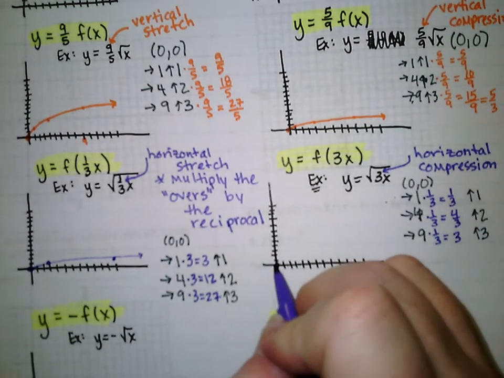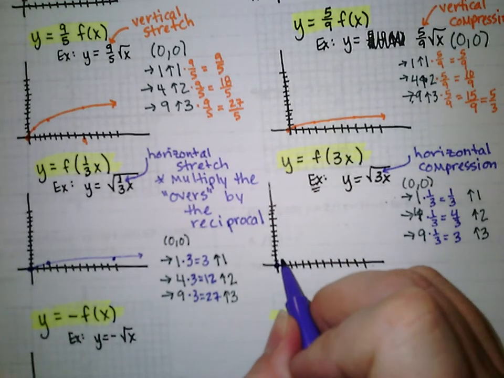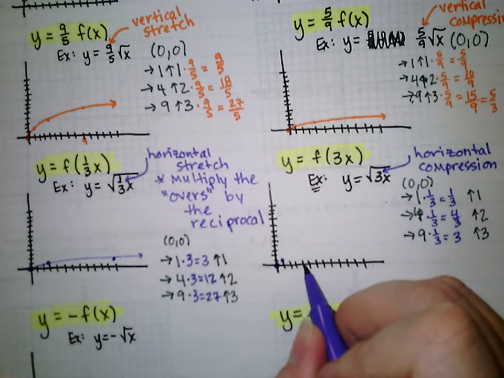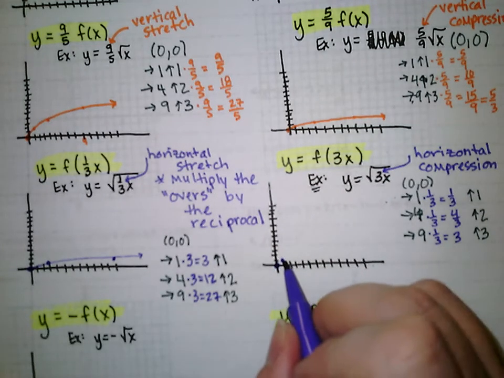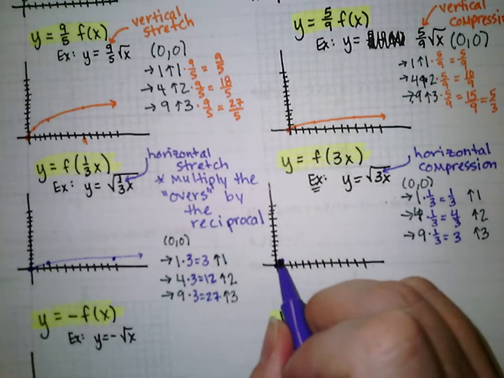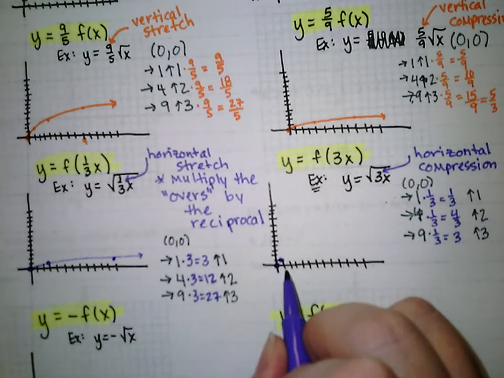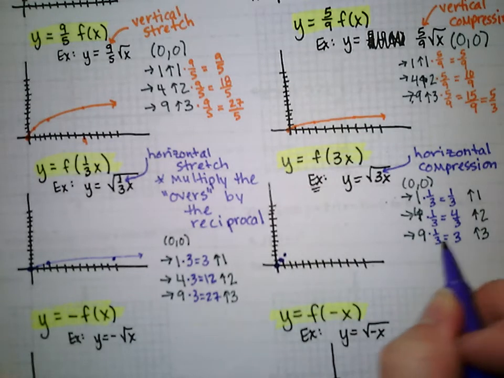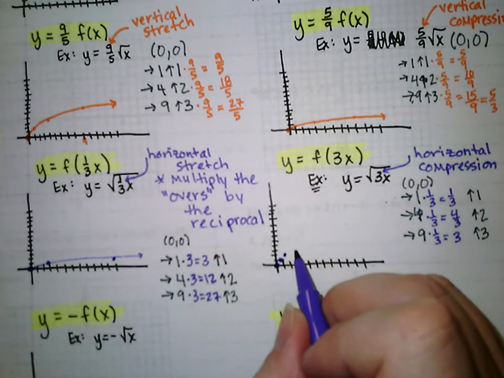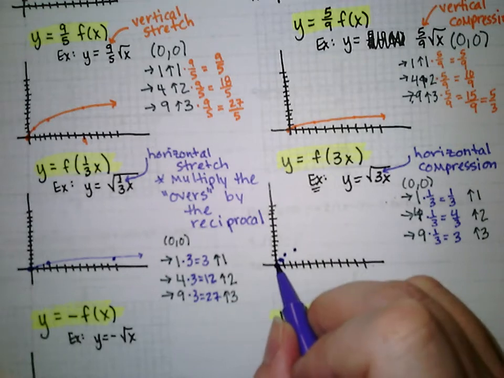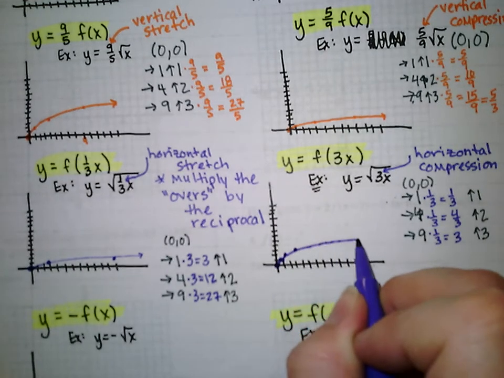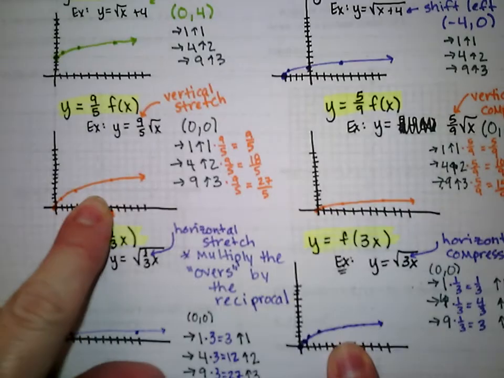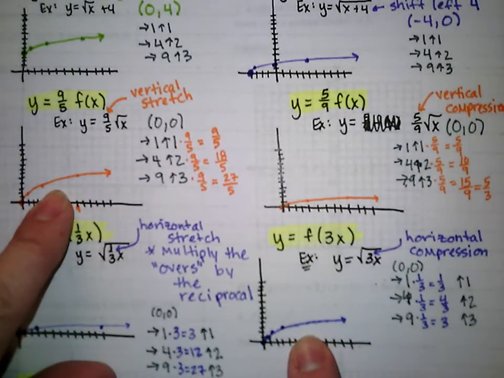0, 0. I go over 1 up 1, over 4 up, oh, excuse me. Oh, I messed that up. Over 1/3 up 1, over 4/3 up 2, and over 3 up 3. So this graph gets real tall real fast. So here we've got a vertical stretch and a horizontal compression looking similar to each other.